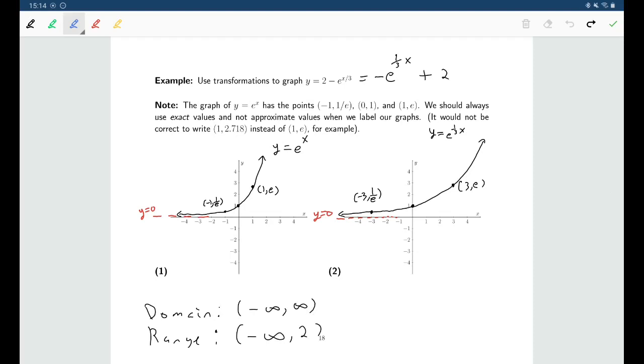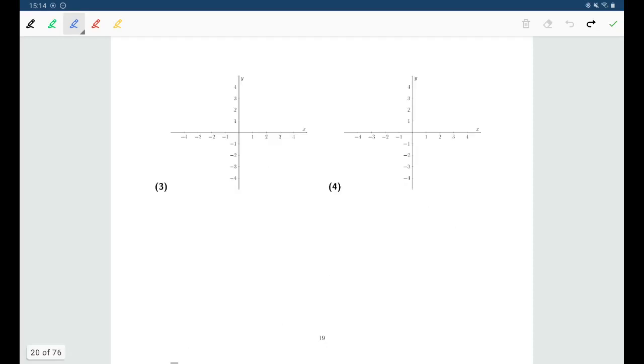I'm not going to be turning this into an approximate value using my calculator to express it as a decimal. I can use my calculator to figure out roughly where it is, or roughly what is -e. It's about -2.7. But when I label it, I'll be labeling my point as 3, comma -e. So now let's do that.